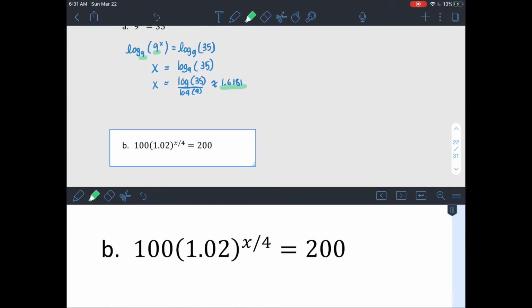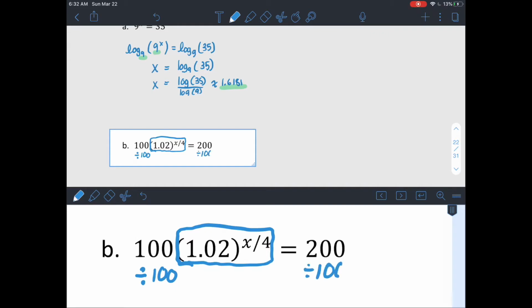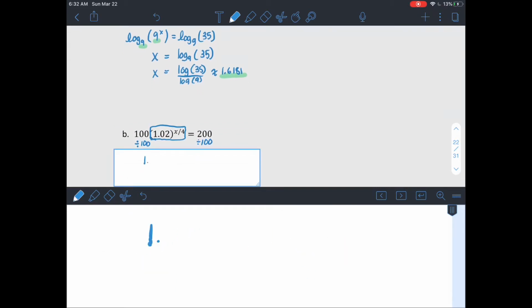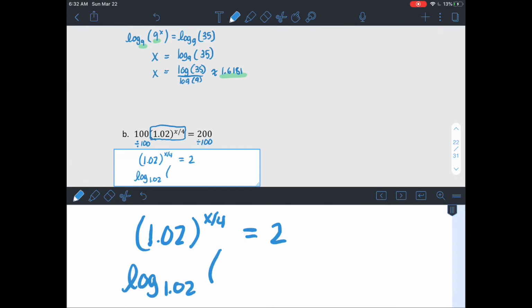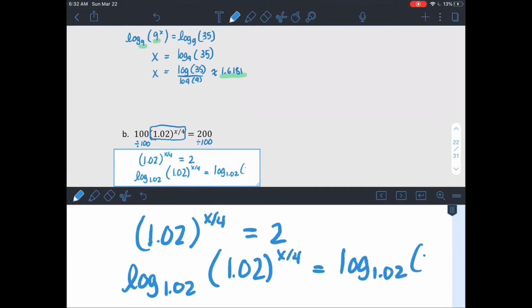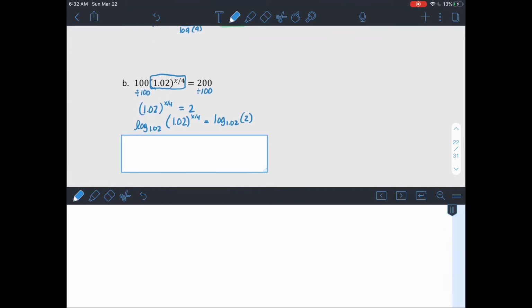If you have something else involved with your exponential function, you want to get your exponential part by itself first before you do a logarithm. So I'm going to divide both sides by 100, which is just going to give me my exponential part equals 2. Now use the logarithm that matches the base of your exponential, so do log base 1.02, even though it's ugly, of both sides of your equation. And by doing that, on the left-hand side, you just get your exponent back of x over 4. I'm just going to leave the right-hand side as it is for a minute.